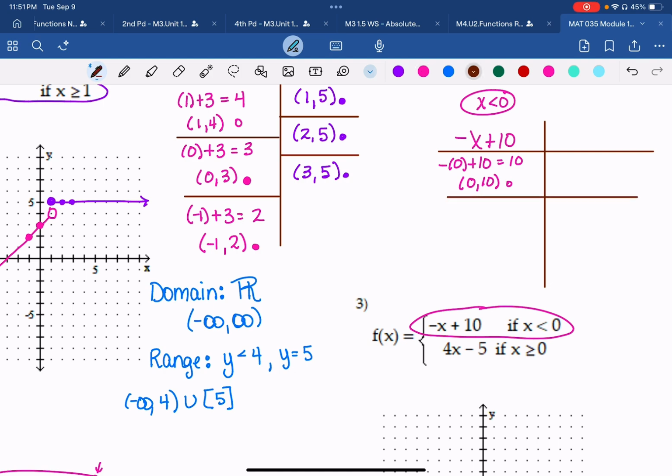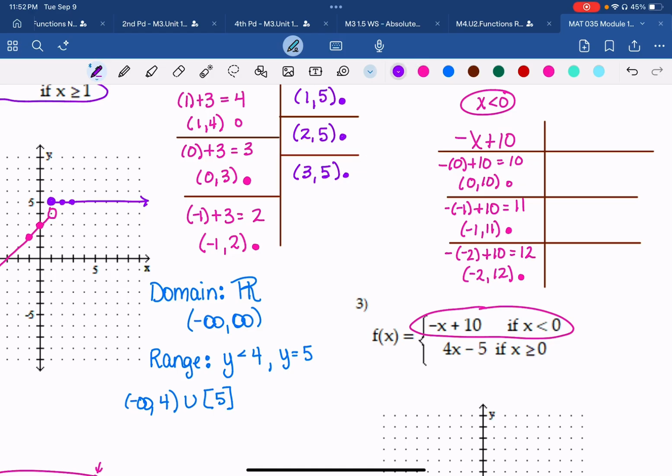Okay? Then I'm going to get another point. I'm going to get one that's less than 0, so negative 1. So negative 1 plus 10. Two negatives make a positive, so that's going to give me 11. My ordered pair is negative 1, 11. Remember, that's just a point on my graph now. All right, one more point. Let's try negative 2. Remember, two negatives make a positive, so that's going to give me a positive 2 plus 10. So I've got 12. My ordered pair is going to be negative 2, 12.